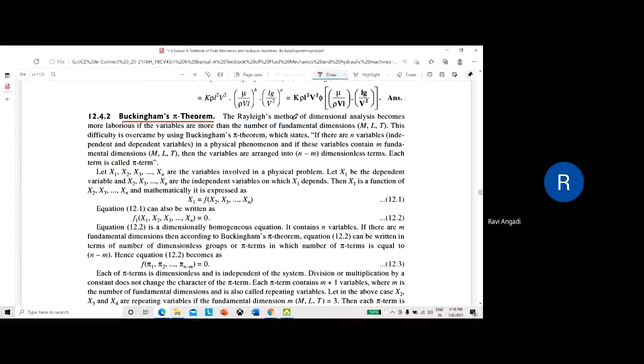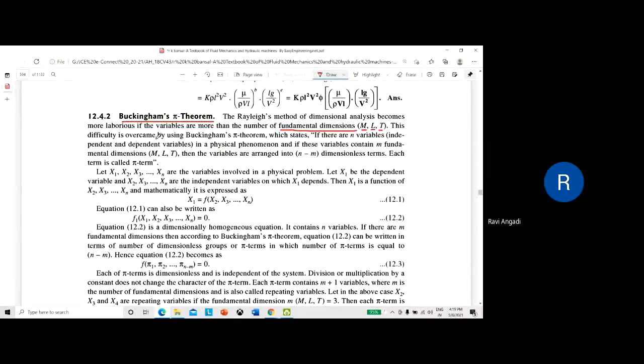The Rayleigh method of dimension analysis becomes more laborious if the variables are more than the number of fundamental dimensions, because for each fundamental dimension we get one equation. For M we get 1 equation, for L 1 equation, for T 1 equation. Suppose there are 3 variables and 3 equations, we can easily solve the problem. If the unknowns are more than 3, it is very difficult to solve.